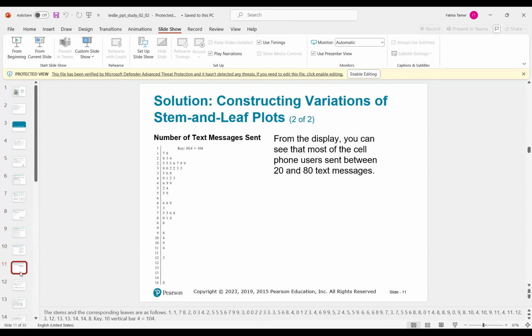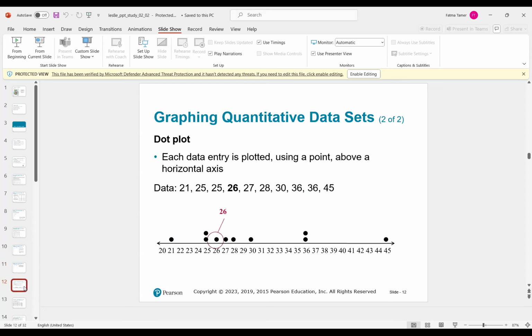From the display, you can see that most of the cell phone users send between 20 and 80 text messages because it's very busy all the way to here. But after that, one person sent 88 messages, one person sent 98 messages, and one person sent 104 messages. So that's what you can observe from this data set.